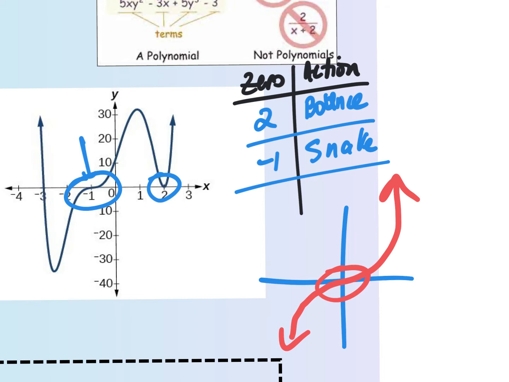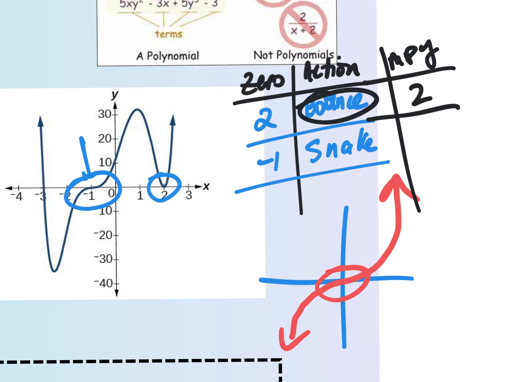That one doesn't have to be called a snake, but you definitely have to know that it has a multiplicity. I'm going to call it an MPY for multiplicity. The multiplicity here is a 2 for the bounce. Those are worth 2. And the snake gets a 3 multiplicity.